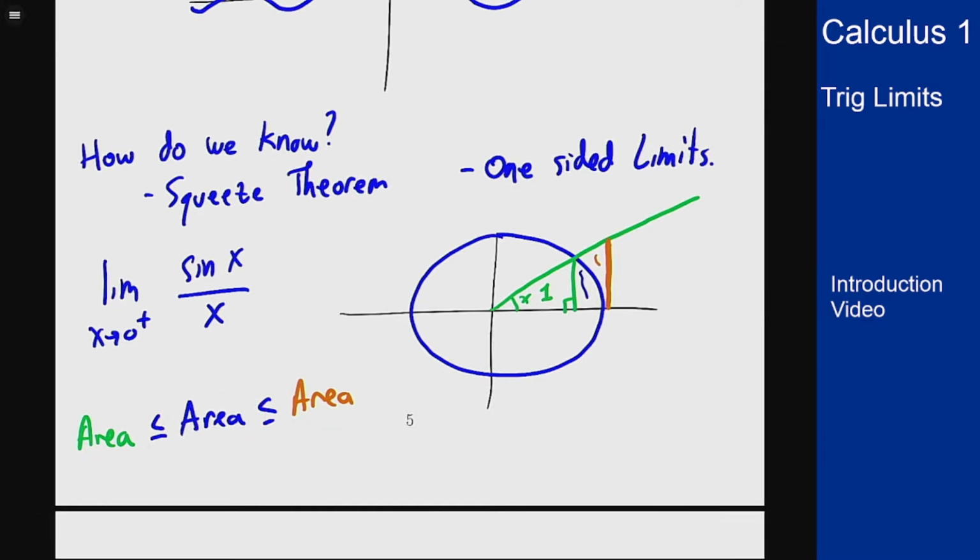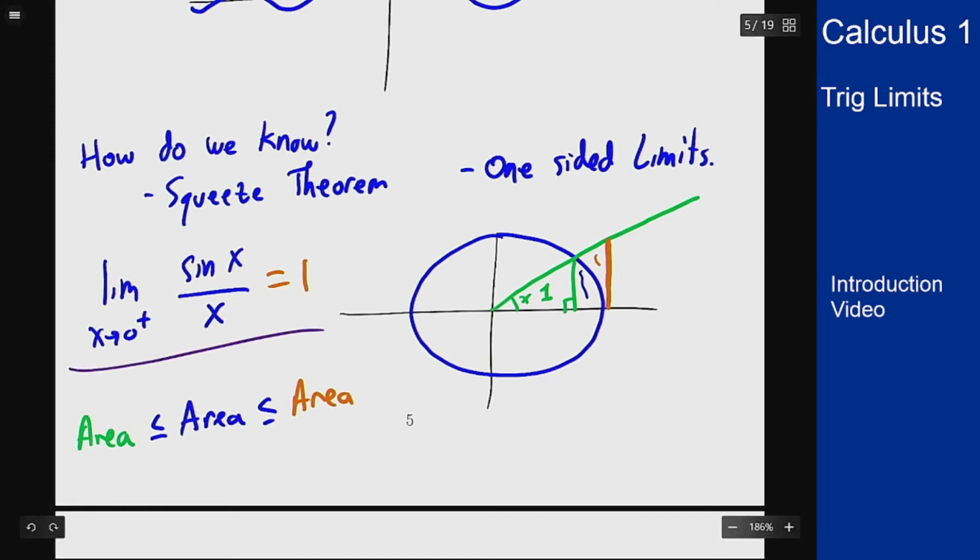And it turns out setting up an equation for the area of this triangle, the area of the sector, and the area of the orange triangle, we can get that down with the squeeze theorem. Just think about this limit equaling 1. And then because this function is even, because sine of x is odd and x is odd, the limit from the left is also 1. Therefore, both limits equal 1, and the whole thing equals 1.